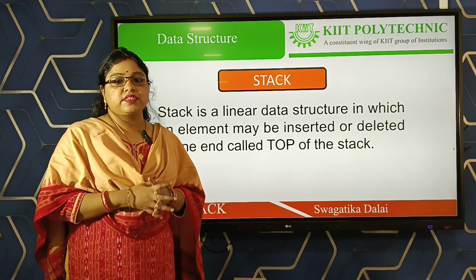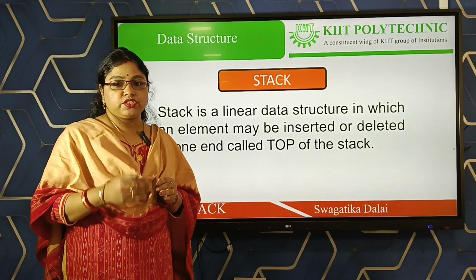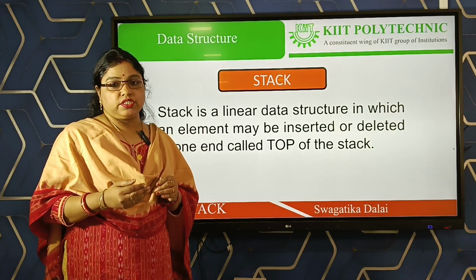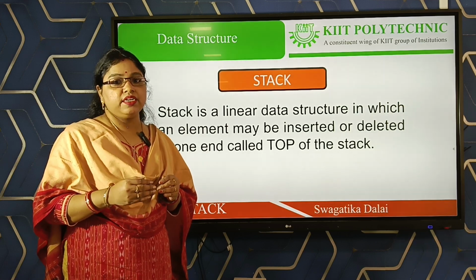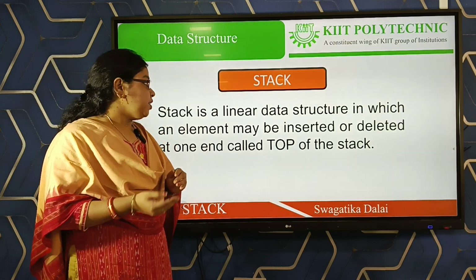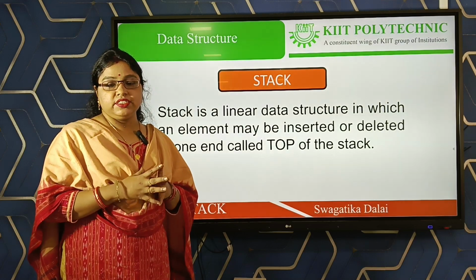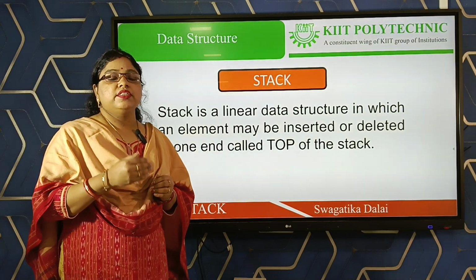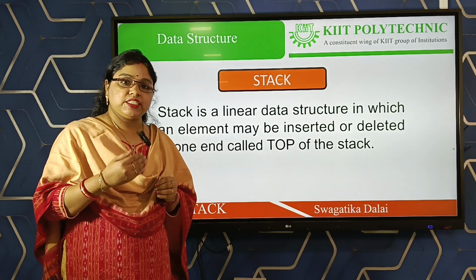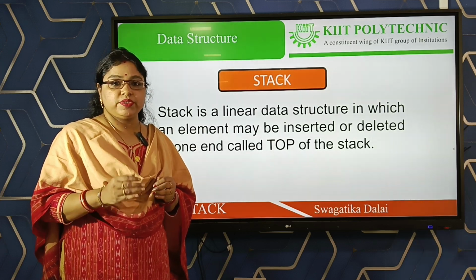So stack is a linear data structure. Linear data structure means sequential data structure. That means the elements are arranged in a sequential manner. So what is stack? Stack is a linear data structure in which the insertion and deletion both take place at one end, that is the top of the stack.